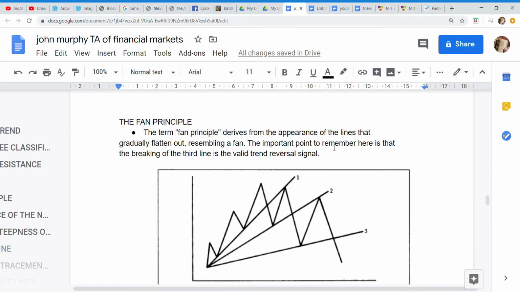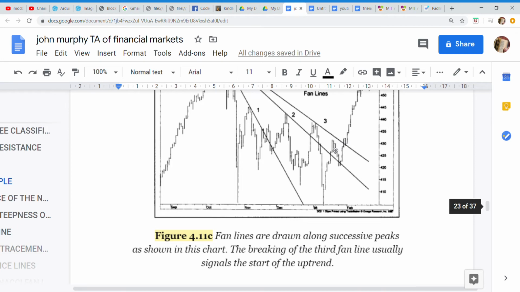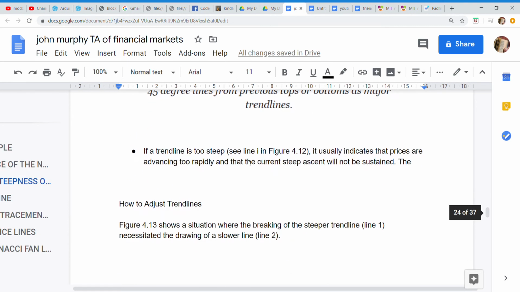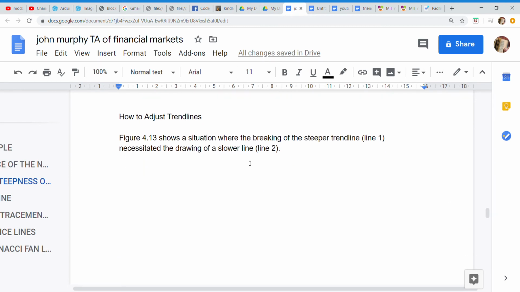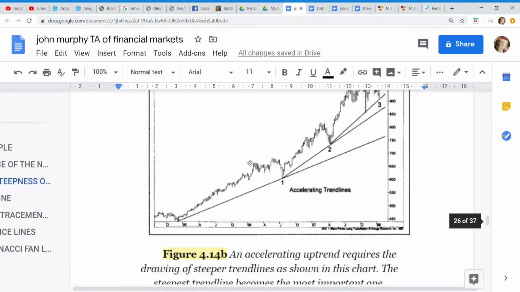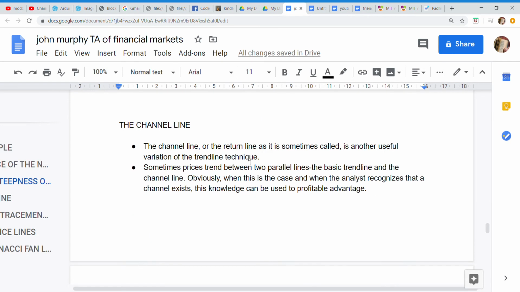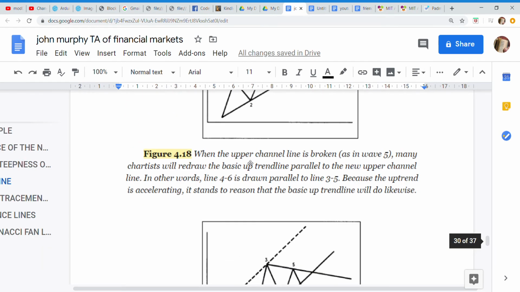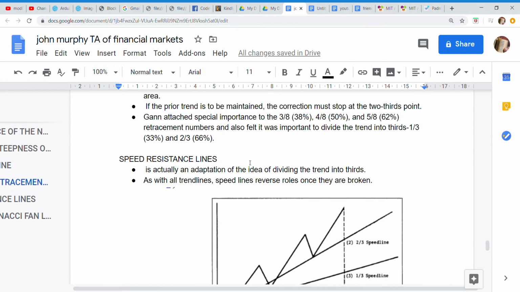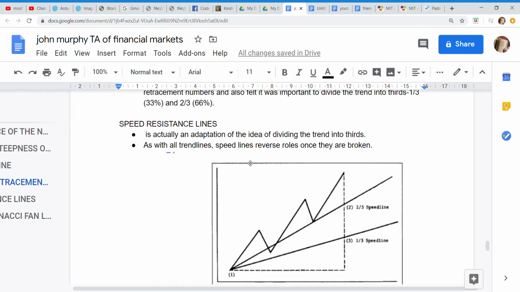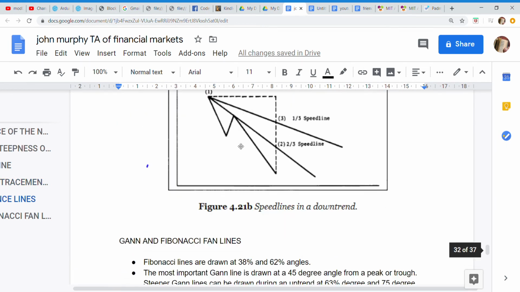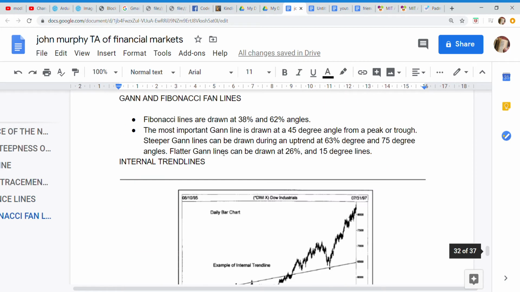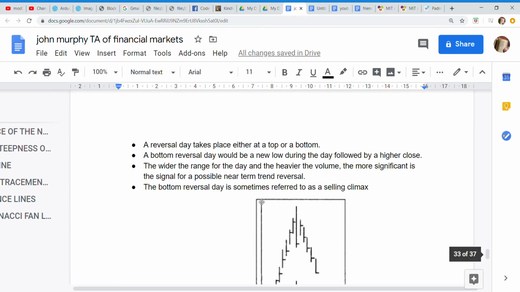Then we will study the fan principle. Then importance of number 3. Then how to adjust trend lines. Channel line. Percentage retracement like Fibonacci and Gann lines. Then speed resistance lines. These are Gann and Fibonacci fan lines.